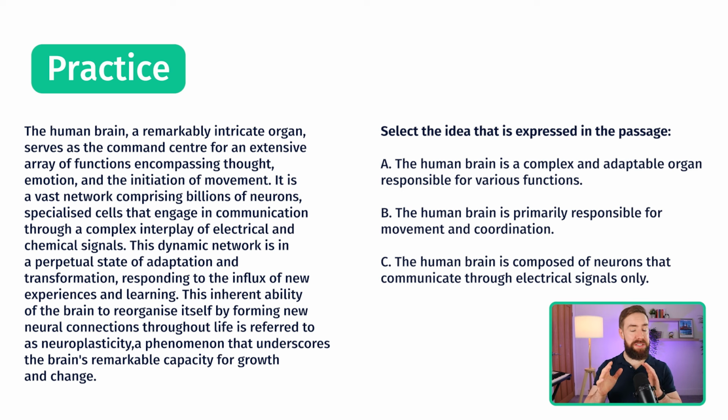And then C is incorrect because it says that neurons are transmitted through electrical signals only. And that word only is the crucial word here because it's electrical and chemical signals, 2 different types. So if we use that word only, it means it's incorrect because the passage mentions 2 and the idea is only mentioning 1. And words like only and also words like primarily, these words that are quite strong and they mean that it's just one thing, those are words that you have to be careful of.